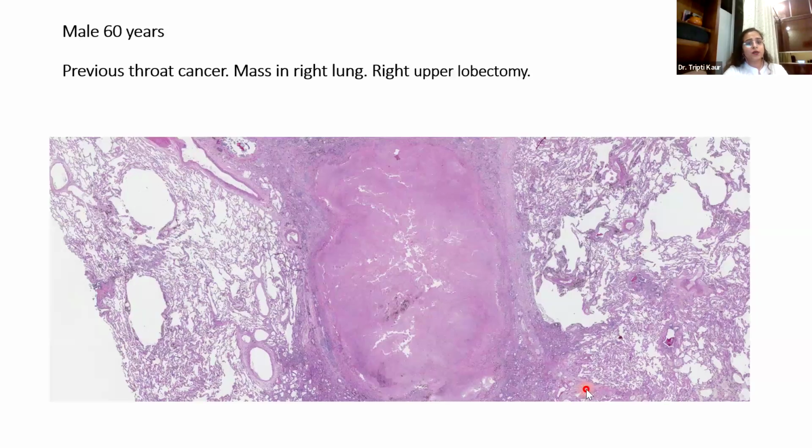Next is a case of 60-year-old male patient, has a previous throat cancer, mass in right lung, right upper lobectomy. So whenever they give you a history of some previous cancer, either they are indicating it could be a mets, or they are indicating the patient might be immunocompromised because he has undergone some chemotherapy for the throat cancer. So you have to look at it both ways. Okay, so anybody would like to take on this?